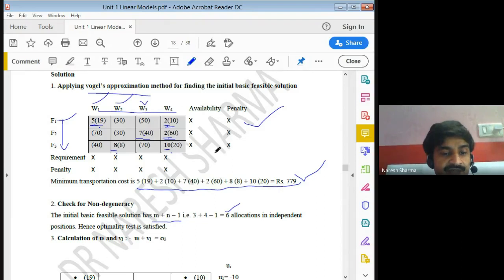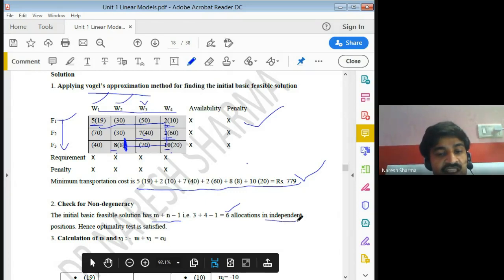Now the next condition: you try to join these lines by a closed circuit. If a closed circuit is possible, then it is dependent and it is a degeneracy case. But if the positions are independent, independent means, as I said, when you try to join this 5 with your 2, then from this 2 if you go left there is no further point, so it is independent. Instead of going from this 2 to 10 and then to 8, we are also unable to join any further point. So this is an open circuit, so your position is independent.